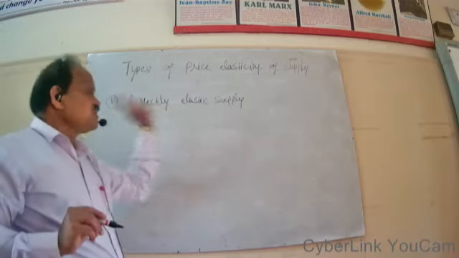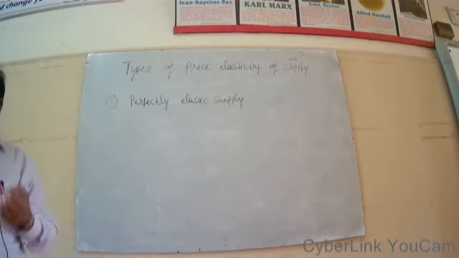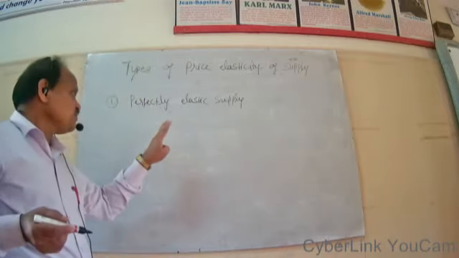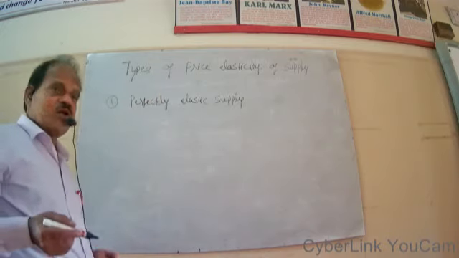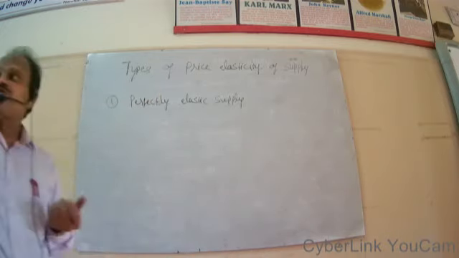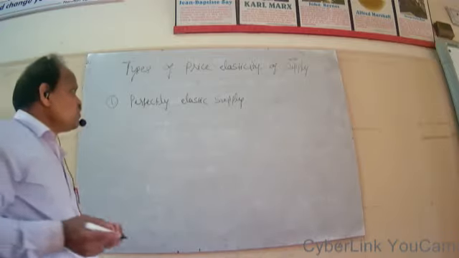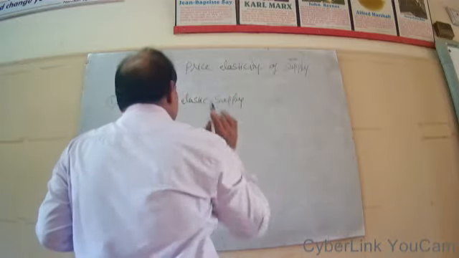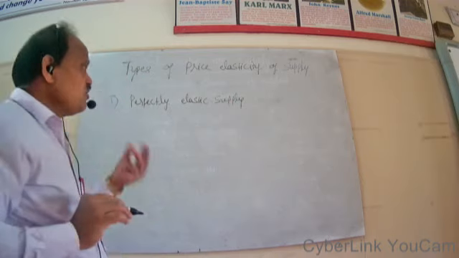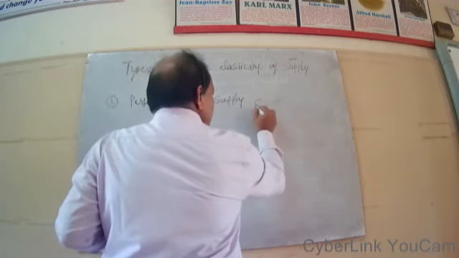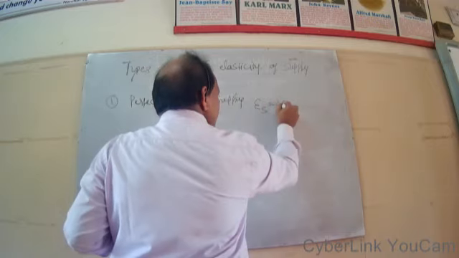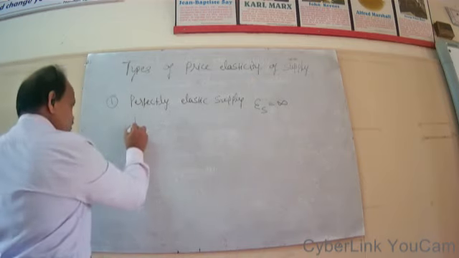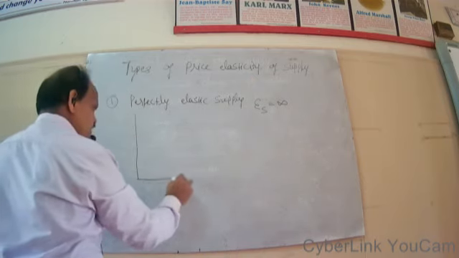In case of perfectly elastic supply, a very small change in price leads to a tremendous change in quantity supplied. The change in price may be negligible, but the changes in quantity supplied will be so great or so large that it cannot be measured, or it is not measurable or countable. Therefore, the value of elasticity of supply ES will be equal to infinity in this type, and the supply curve will be parallel to x-axis.